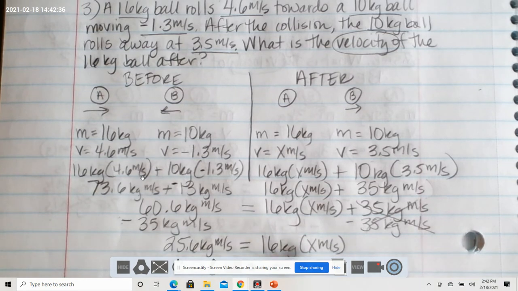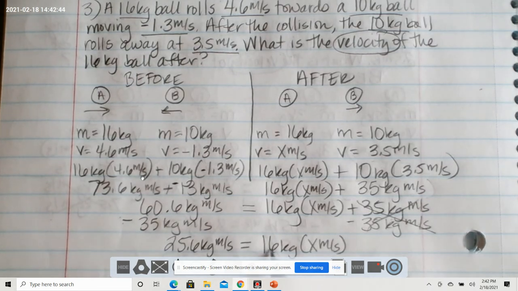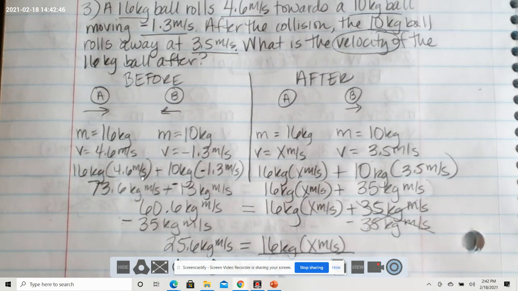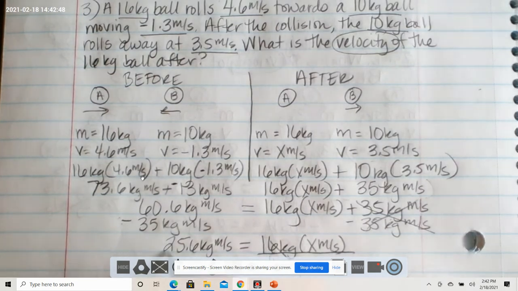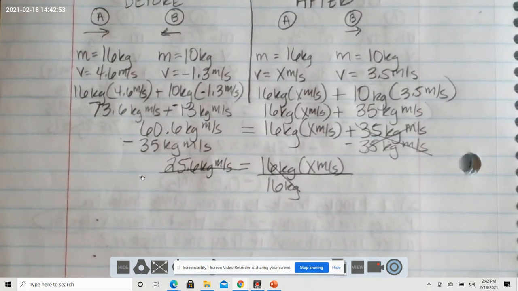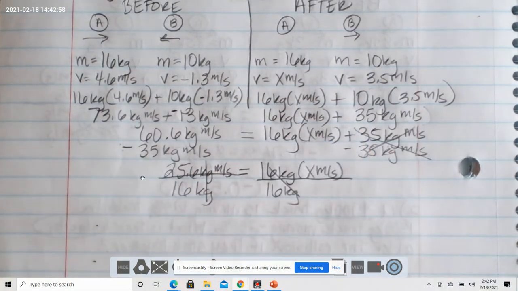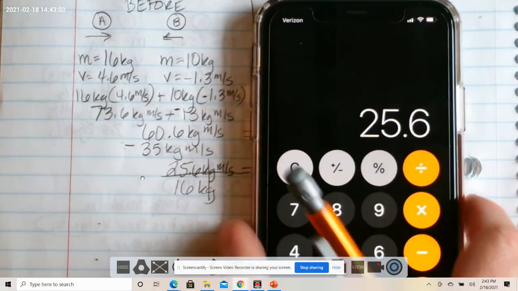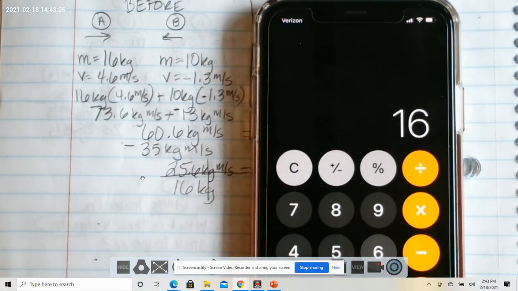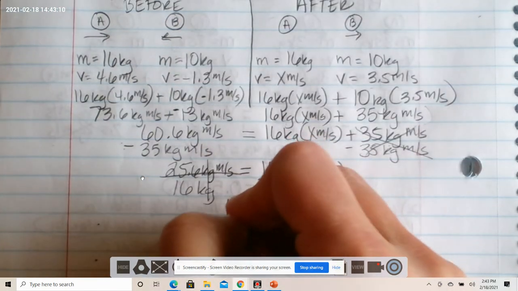So I still have to get x by itself. I've got one more step to do that by getting rid of the 16 kilograms. So since it's being multiplied, I'm going to divide it out. That gets rid of it. Oh, crossed it out. Goodness. You guys can't see what I'm doing here. 16 kilograms, kilograms cancel. 25.6, I already have it plugged in my calculator, and I'm going to divide that by 16 equals 1.6 meters per second.